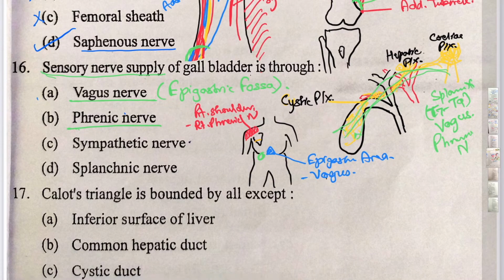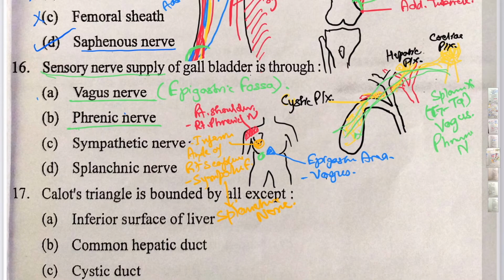So if the pain is here at the inferior angle of the right scapula, that means the pain is being referred by sympathetic fibers, and those sympathetic fibers are being carried by the splanchnic nerves. So we go back to the question.